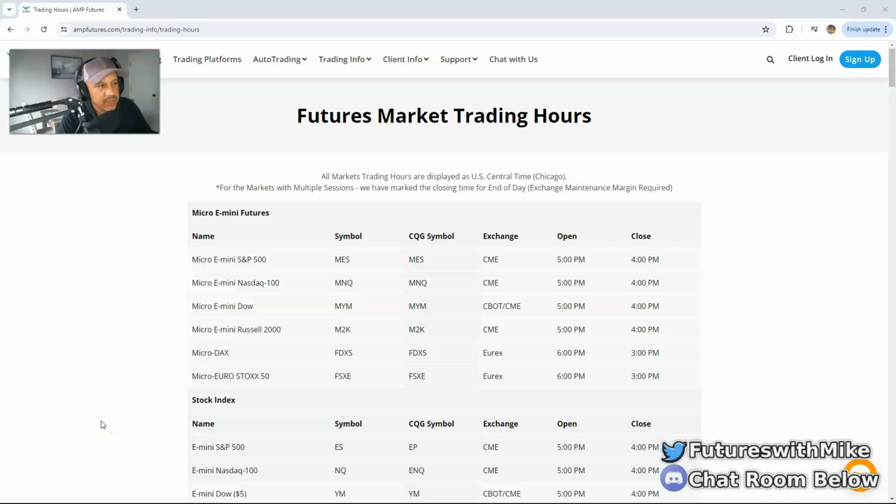If we're talking in terms of trading hours, say for example we're looking at the indices, the market opens on Sunday, and it runs from Sunday to the close on Friday.